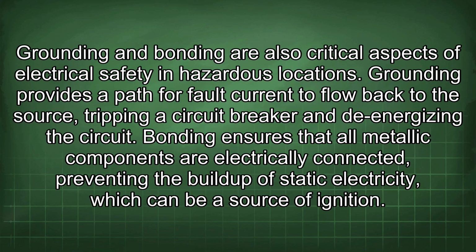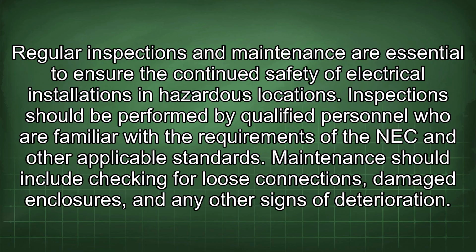Grounding and bonding are also critical aspects of electrical safety in hazardous locations. Grounding provides a path for fault current to flow back to the source, tripping a circuit breaker and de-energizing the circuit. Bonding ensures that all metallic components are electrically connected, preventing the buildup of static electricity, which can be a source of ignition. Regular inspections and maintenance are essential to ensure the continued safety of electrical installations in hazardous locations.